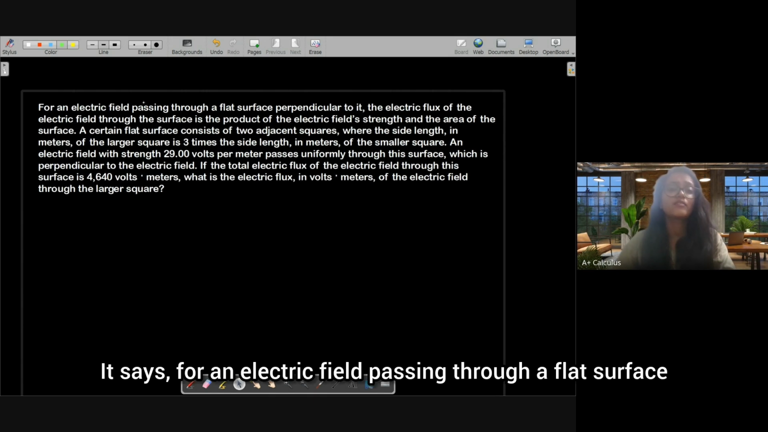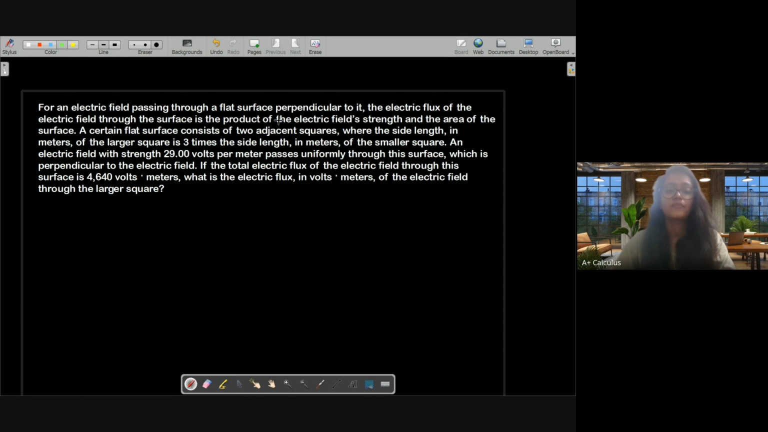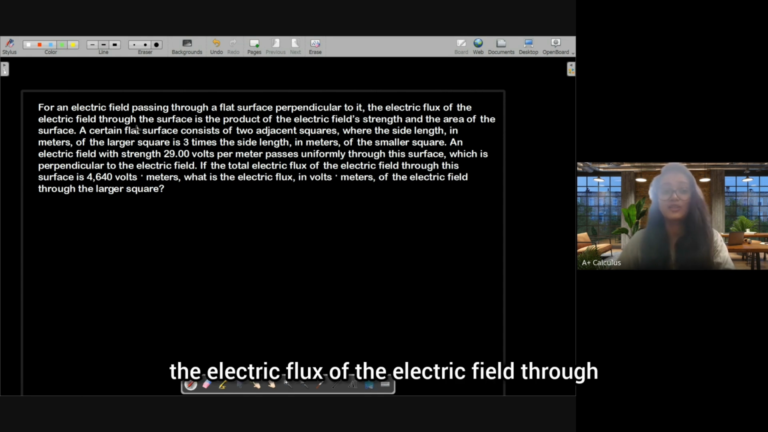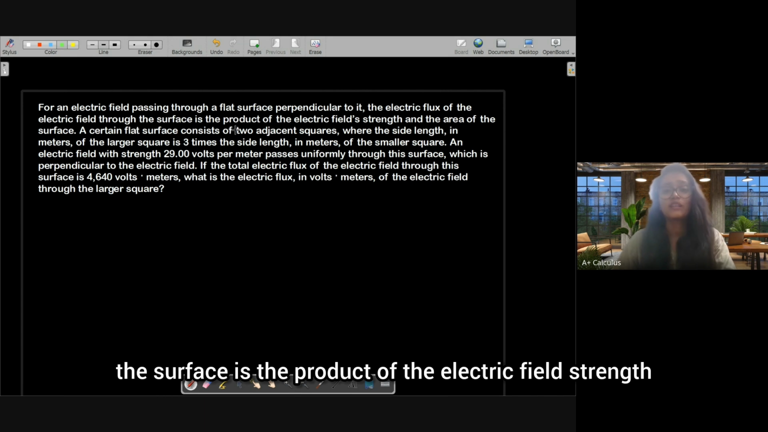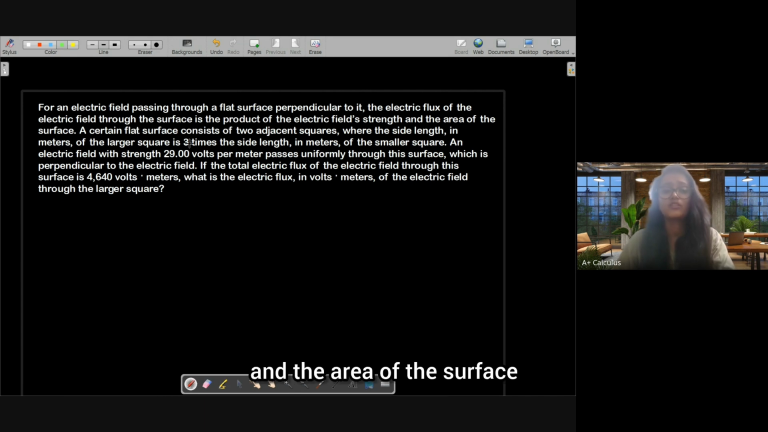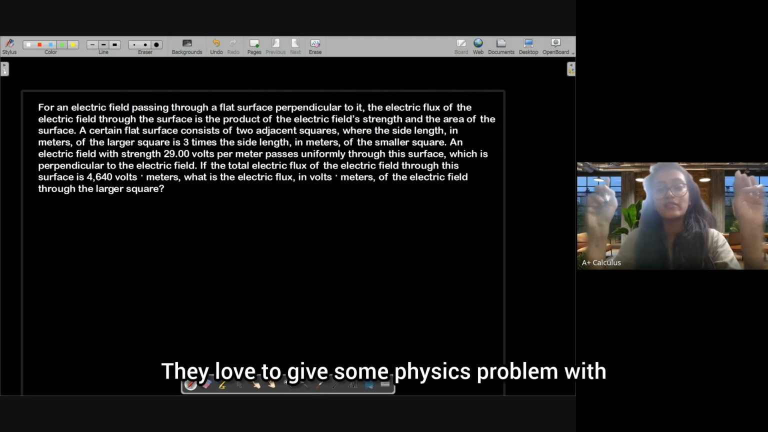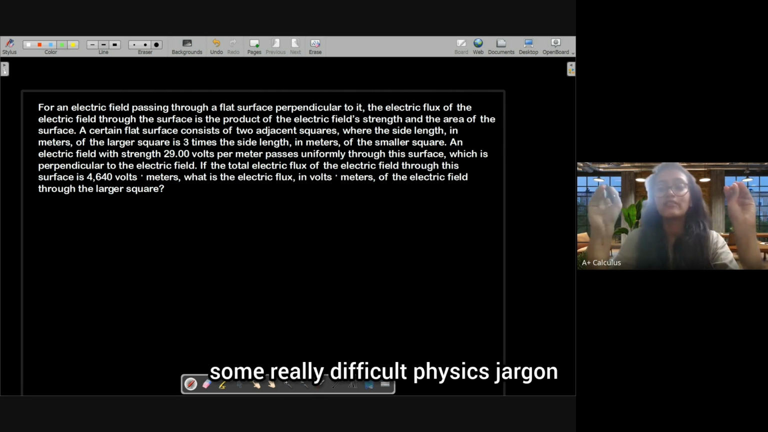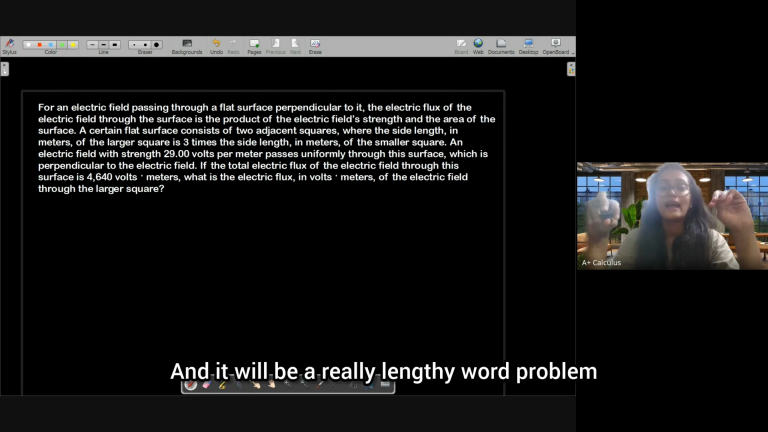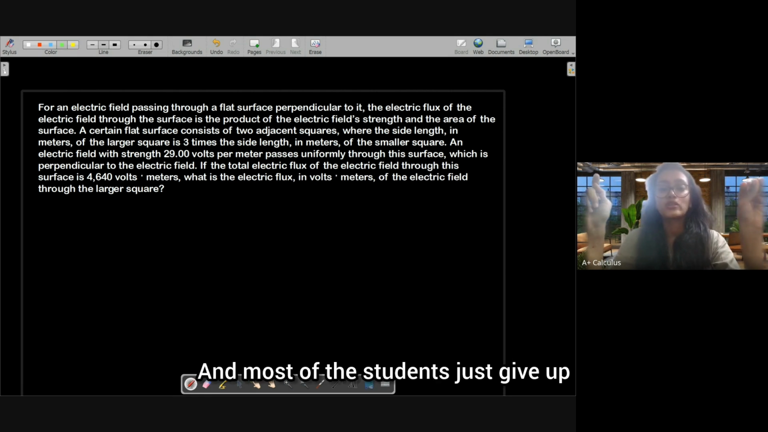It says, for an electric field passing through a flat surface perpendicular to it, the electric flux of the electric field through the surface is the product of the electric field strength and the area of the surface. You know, SAT creators love to do this. They love to give some physics problem with some really difficult physics jargon, and it will be a really lengthy word problem. And most of the students just give up.